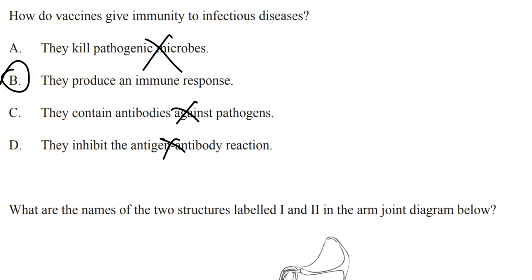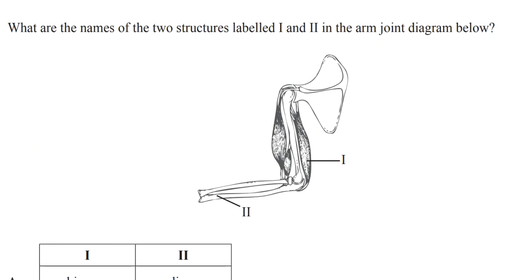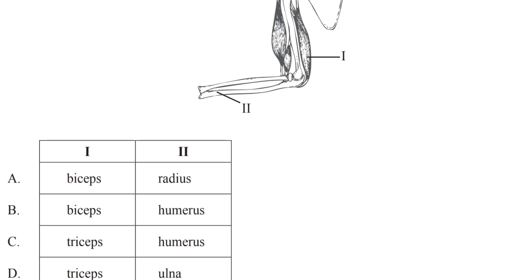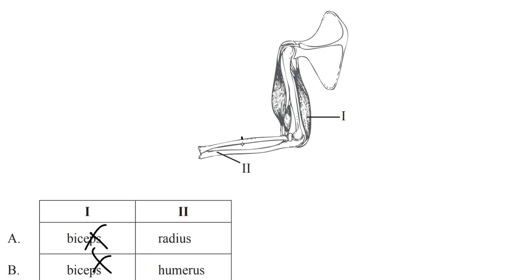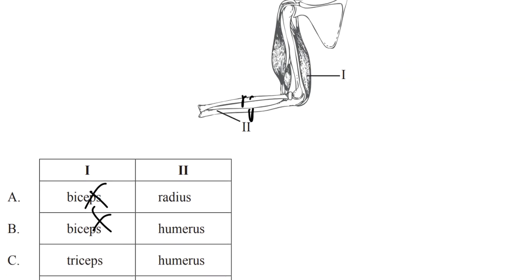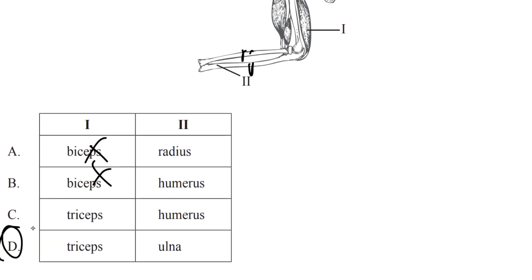What are the names of the two structures labeled 1 and 2? 1 is definitely the tricep. Let's be real, we all hit the gym and we know the triceps. Number 2, this is the radius and this is the ulna. Radius is always on top, so ulna seems to be the correct one for this. So D is the correct answer.